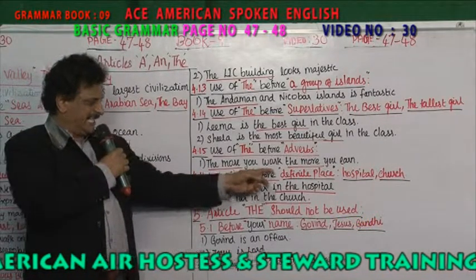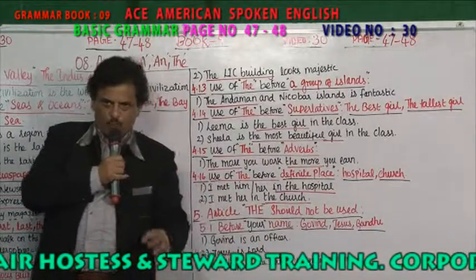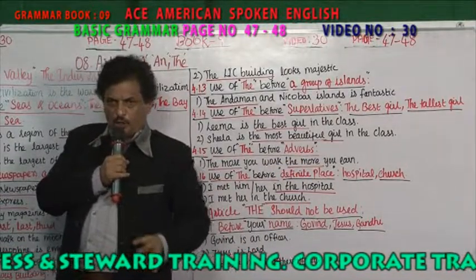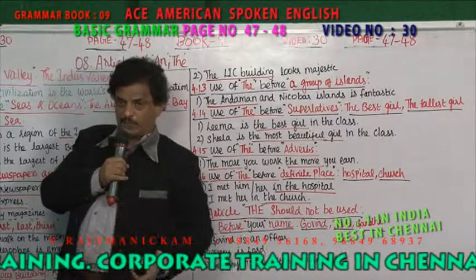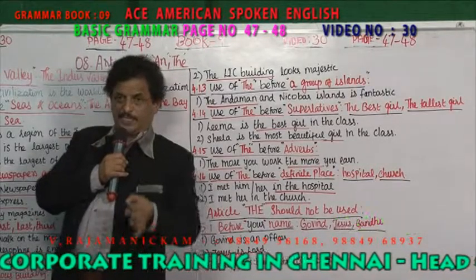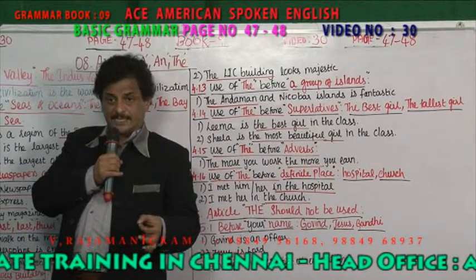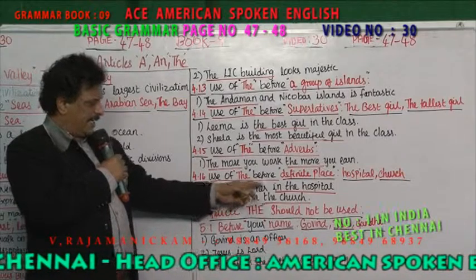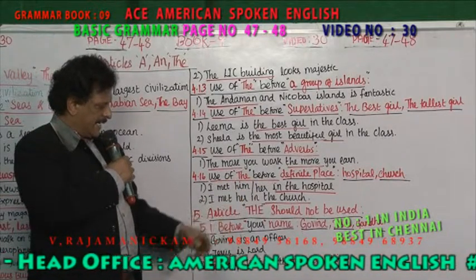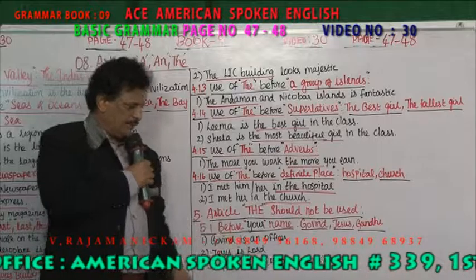The before definite place, hospital, church. உறுதியாக ஒன்றை சொல்லுகிற பொழுது, குறிப்பிட்டு ஒரு இடத்தை சொல்லுகிற பொழுது த யூஸ் பண்றீங்க. The hospital which I went to is Apollo Hospital. The movie which I have seen is Titanic movie என்று குறிப்பிட்டு சொல்லுகிற பொழுது. I met her in the hospital, I met her in the church. Article the shouldn't be used.